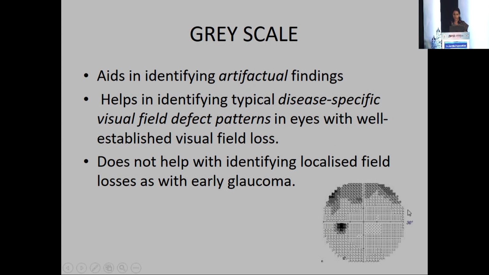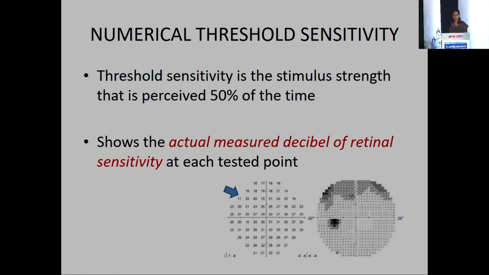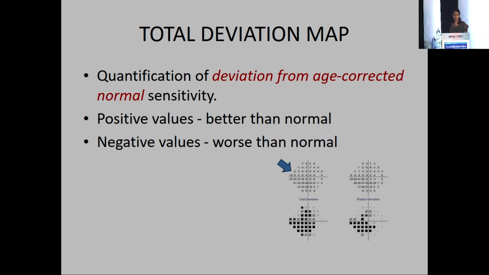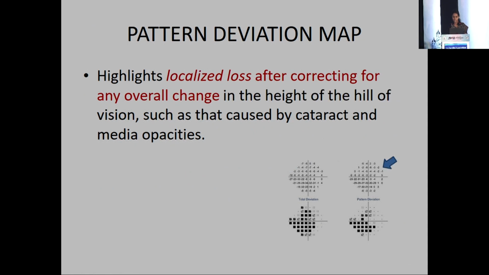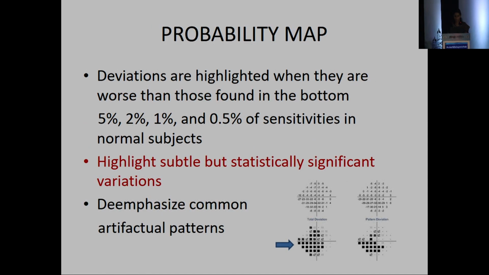Grayscale helps in identifying artifacts or any obvious disease-specific field patterns. It's not of much use in glaucoma. Numerical threshold sensitivity provides the raw data of the actual measured threshold sensitivity of each testing point. Total deviation quantifies how much it deviates from the age-corrected normal values. Pattern deviation highlights the localized loss after correcting for any generalized depression due to media opacities.